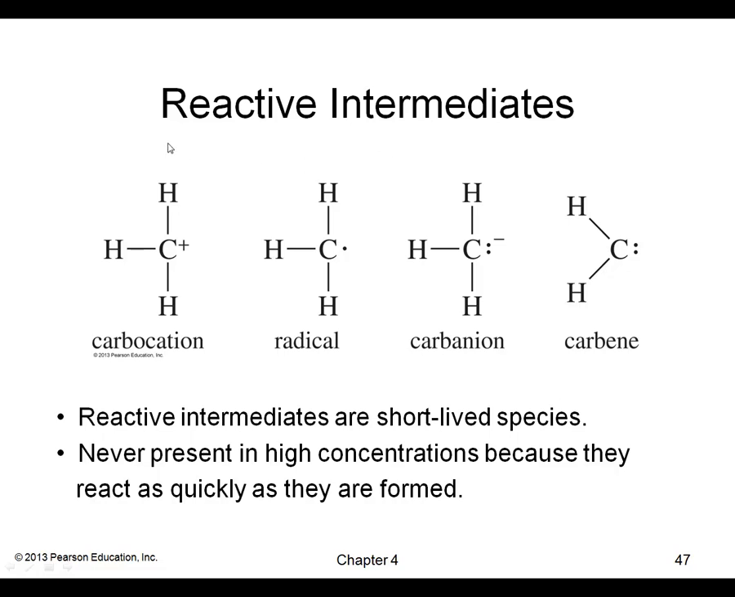Here, switching gears to other types of intermediates, you can have a positive charge on a carbon. That's called a carbocation. Here's the radical. If I have a lone pair on carbon to give a negative charge on it, I have a carbanion. And here, when I take away a hydrogen and still have a lone pair, I have now a neutral species that we call a carbene.